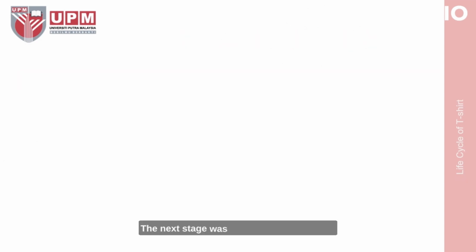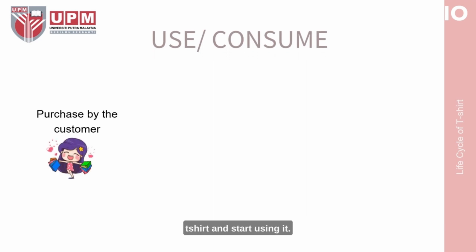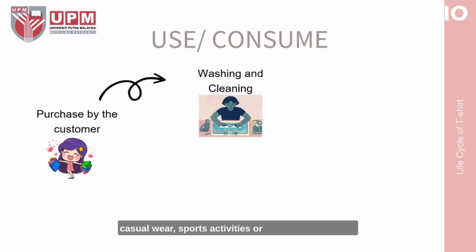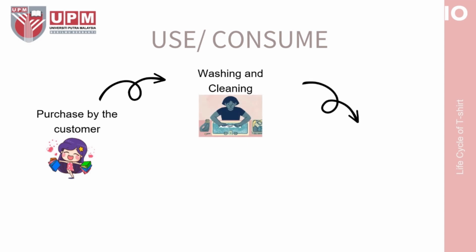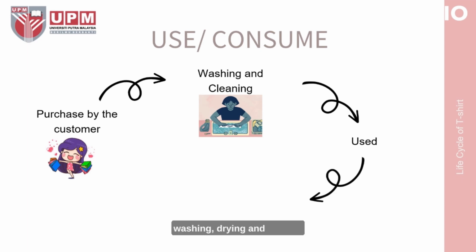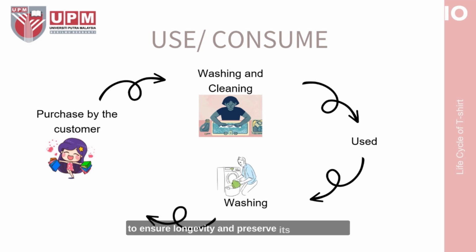The next stage was the use or consume stage. At this stage, consumers purchase the t-shirt and start using it. The t-shirt may be worn for various purposes, such as casual wear, sports activities, or as part of a uniform. T-shirts require regular maintenance, including washing, drying, and ironing. Consumers may follow care instructions on the garment to ensure its longevity and preserve its appearance.